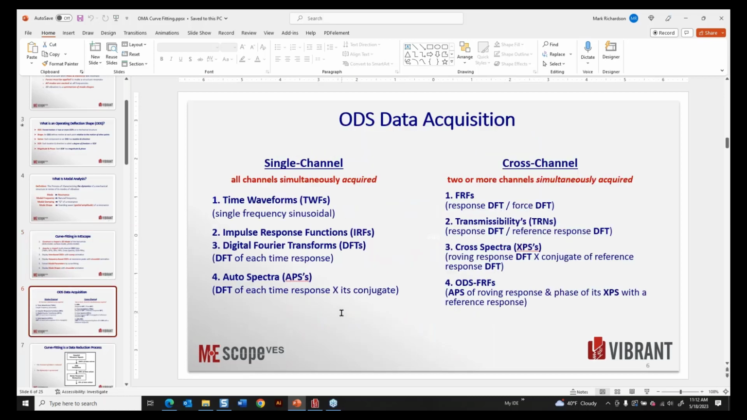So, we've talked about a lot of things so far. Here's a little more definition of how we acquire ODS data. Keep in mind that all of modal analysis is based on curve fitting of ODS data, either sampled over time or sampled in the frequency domain.